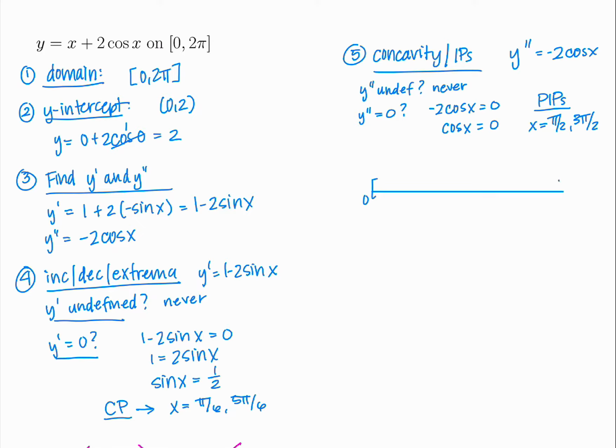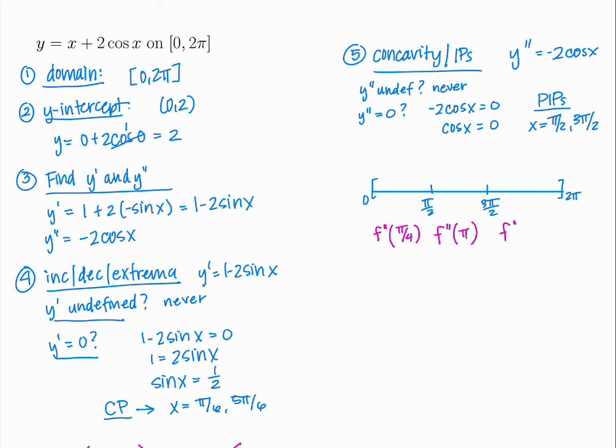Remembering that I only need to look from 0 to 2 pi, so I don't want to jump outside of that interval. And I'll put my other 2 points on here, pi over 2 and 3 pi over 2, to test around them. So what values do I want to test? I'll test these in f double prime, or the second derivative. Maybe I'll choose pi over 4 here. This middle interval, I'll choose pi. That's a nice one between those two.